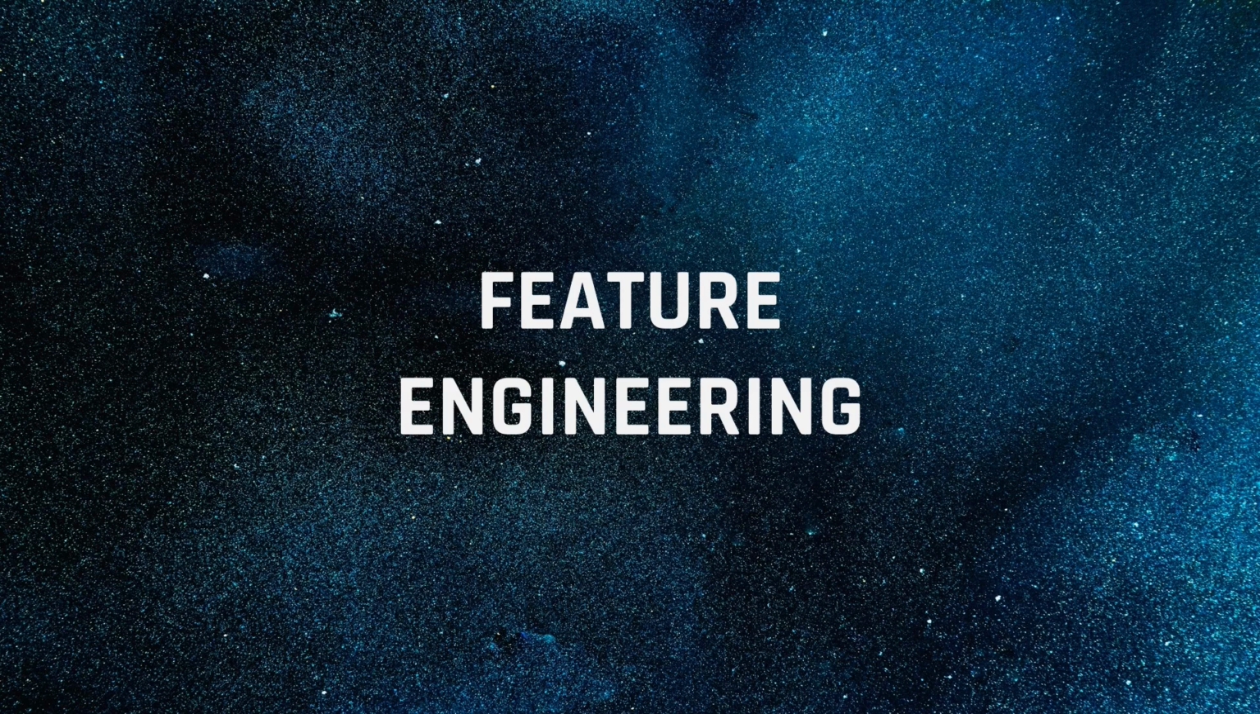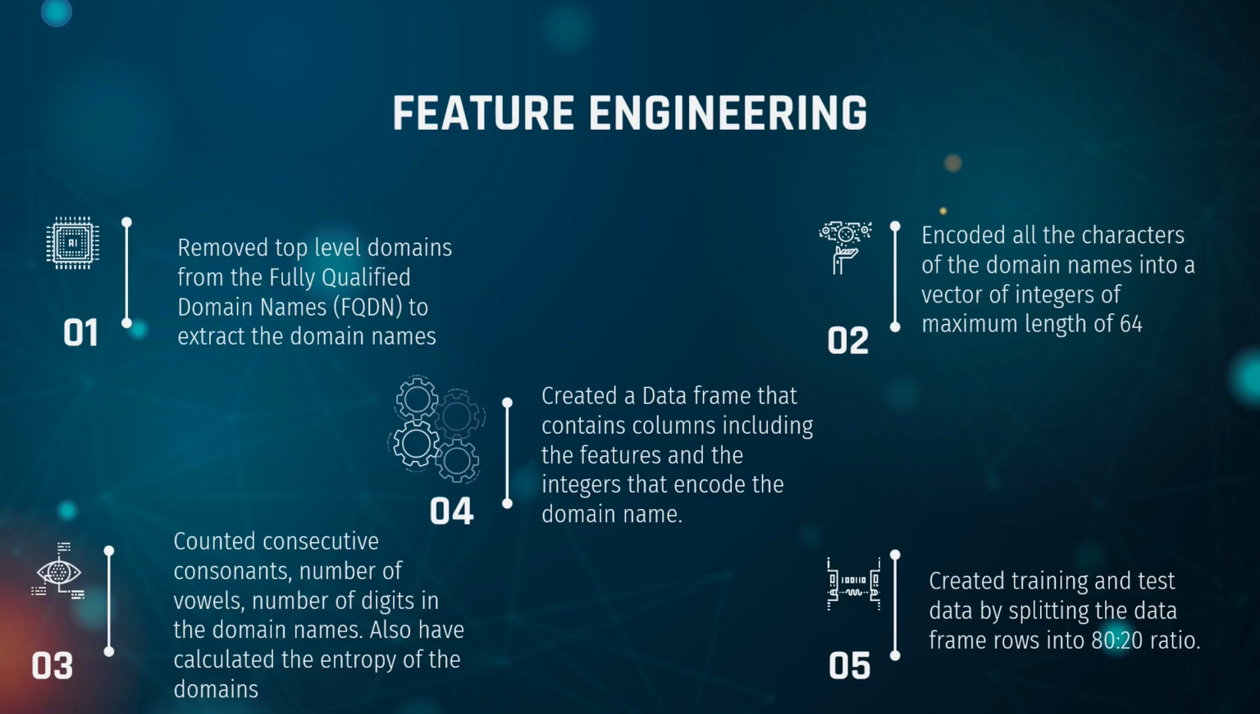Feature engineering is the process of using domain knowledge to extract features from raw data via data mining techniques. These features are used to improve the performance of the machine learning algorithms. In our model, we also have used a few such features to improve the performance of our machine learning algorithms. Let's look into our features. We have 1 million domain names, including DGA and benign domain names, to train and test our model.